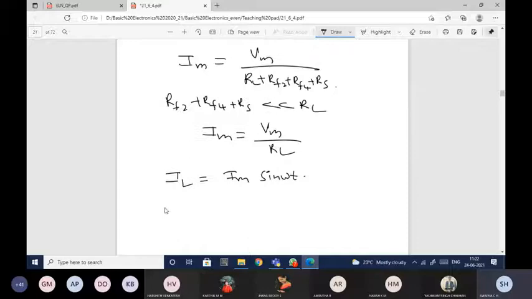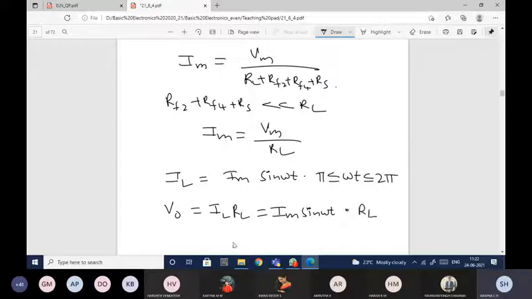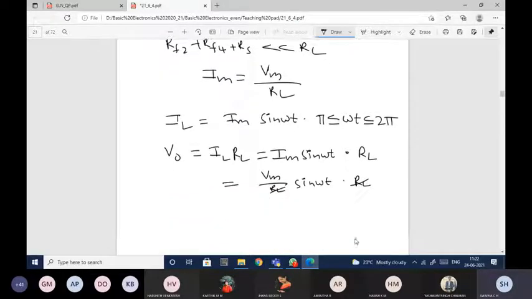Then V0 is nothing but IL into RL, for pi less than or equal to omega t less than or equal to 2 pi. IL is nothing but Im sin omega t, and Im is nothing but Vm by RL. So V0 is Vm by RL into sin omega t into RL. This RL and this RL get cancelled, so your V0 is nothing but Vm sin omega t.